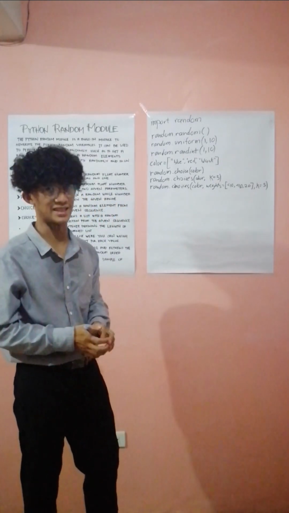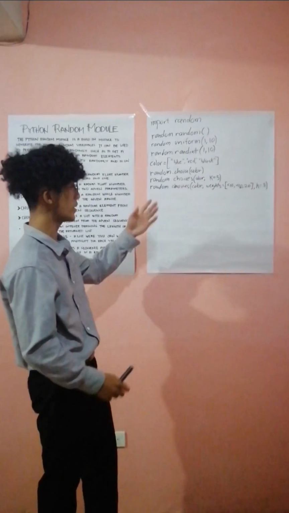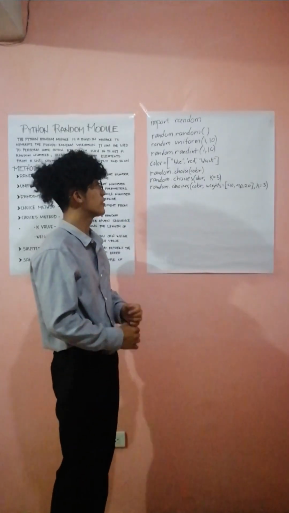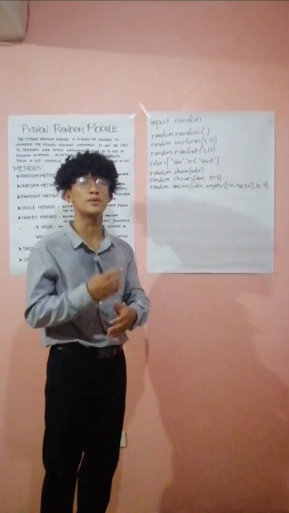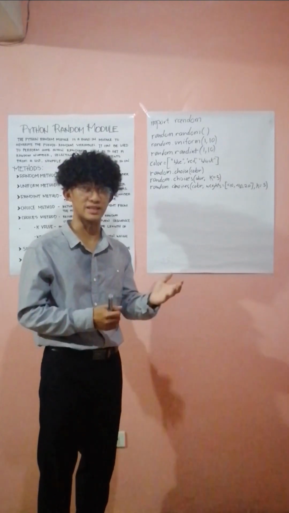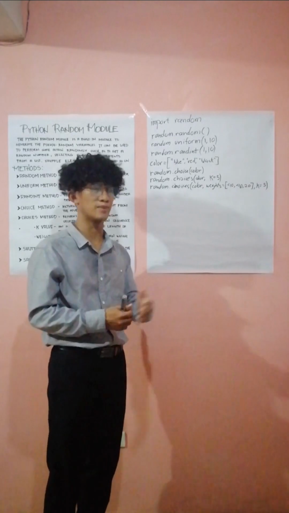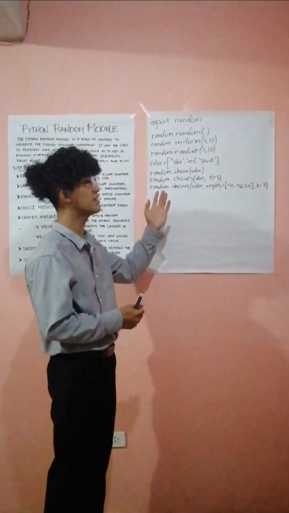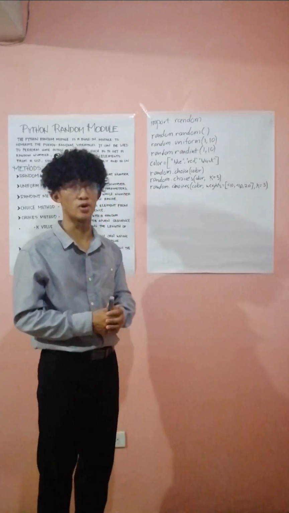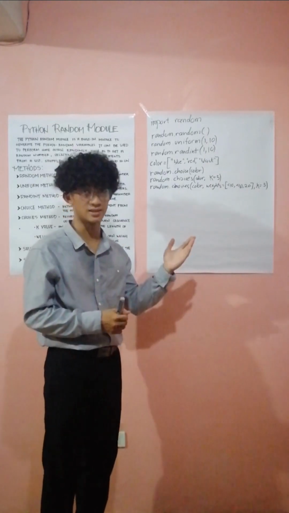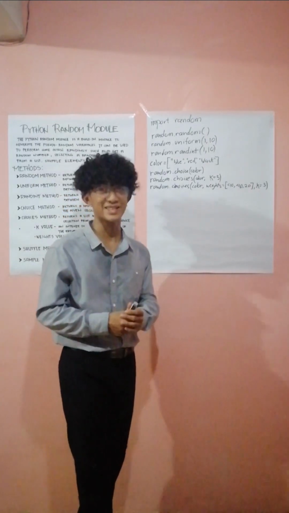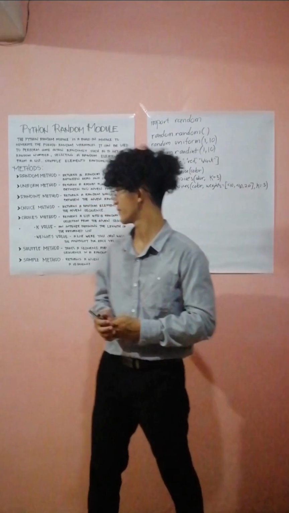to be randomly selected. Which means if I run this, blue and red have more chance to be printed, to be selected, because they have more weights than black. Okay, do you get it? So that's how the weights work.